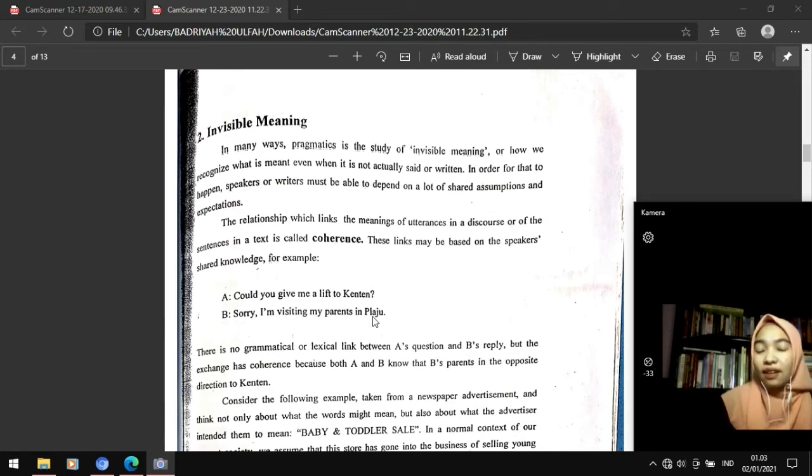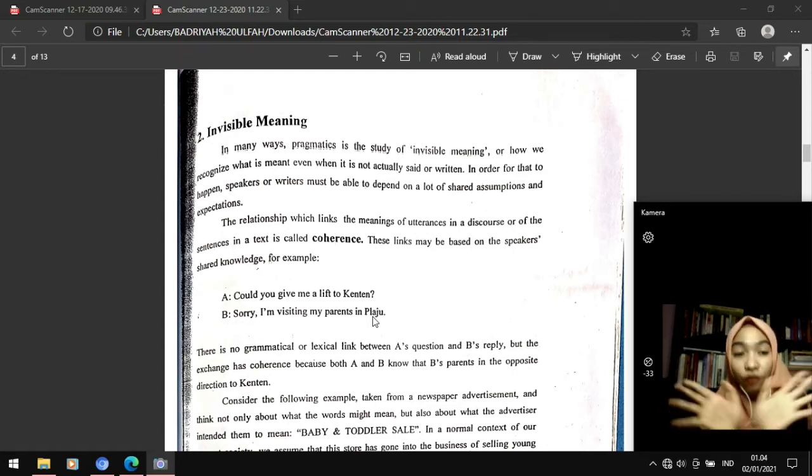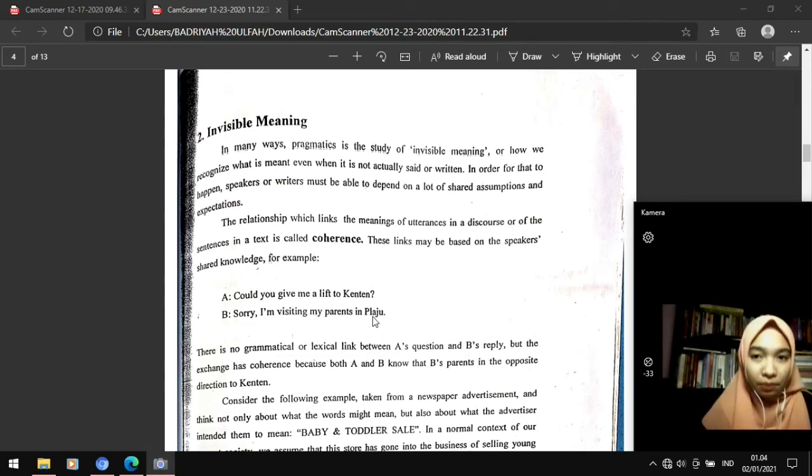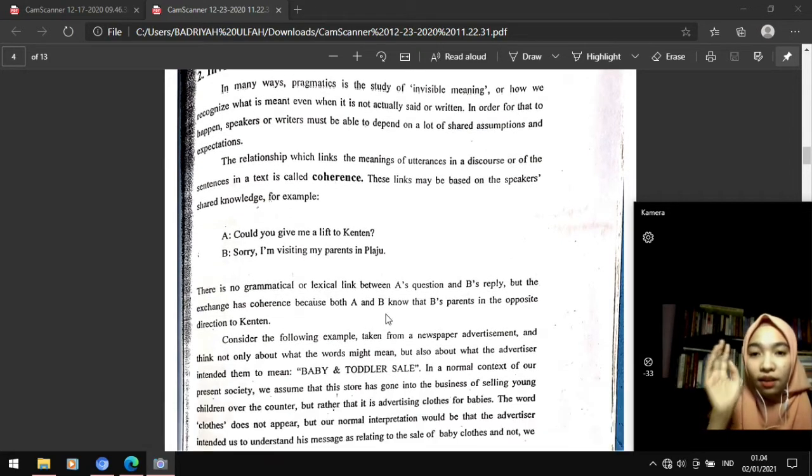The meaning is said, boleh nggak saya nebeng ke Canton? Dijawabnya, oh maaf, saya mau ke Plaju. Maaf, saya mau ngunjungin orang tua saya ke Plaju. Because we already know the knowledge. We share the knowledge that Canton and Plaju are in different directions. So that's why we call it invisible meaning. Okay, so this is actually the real example. This is the context in Palembang.